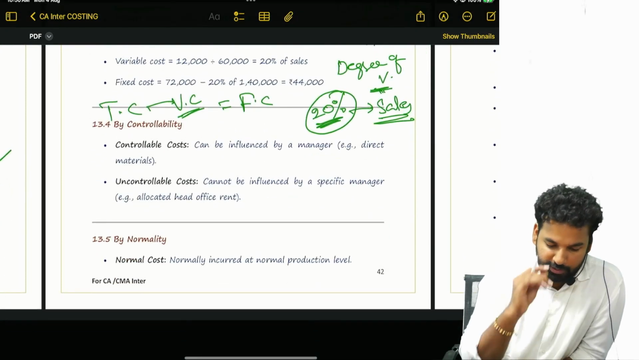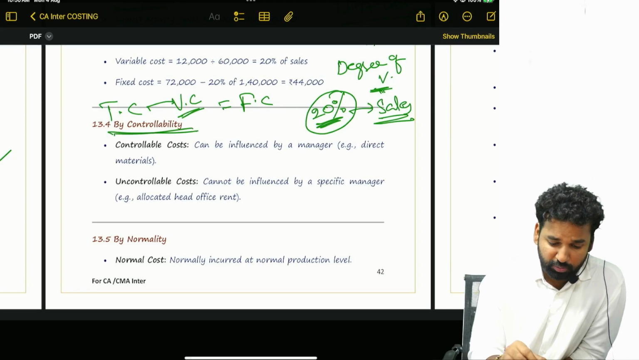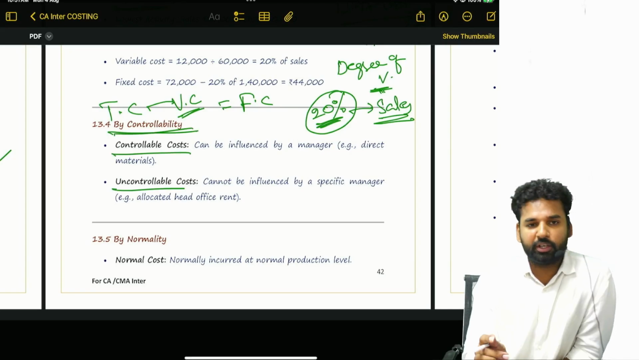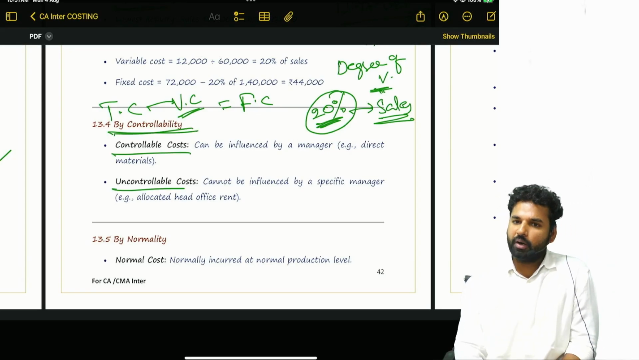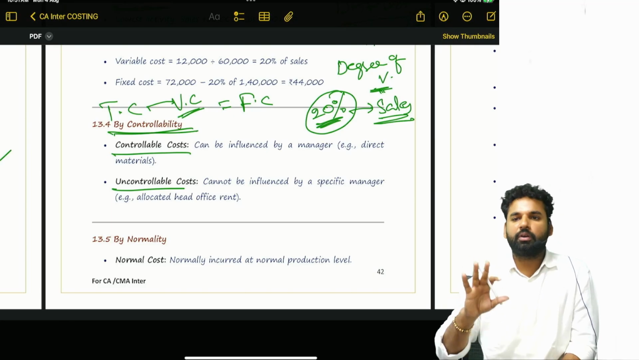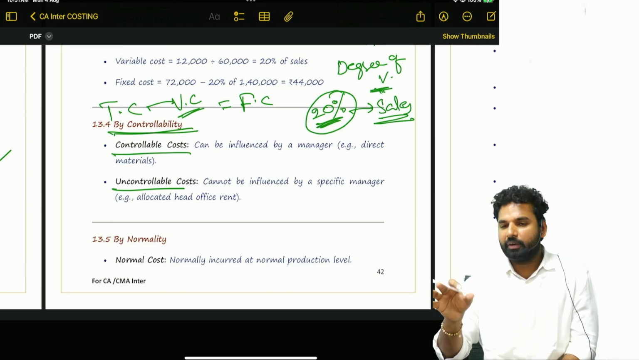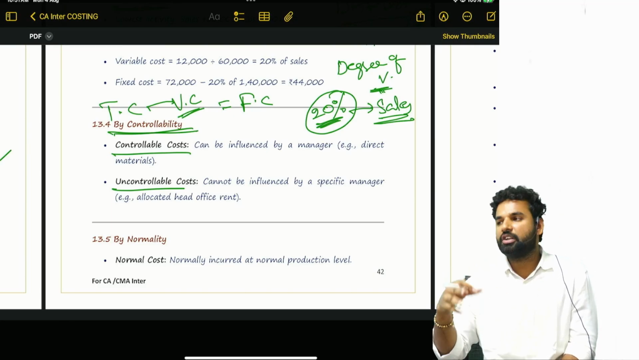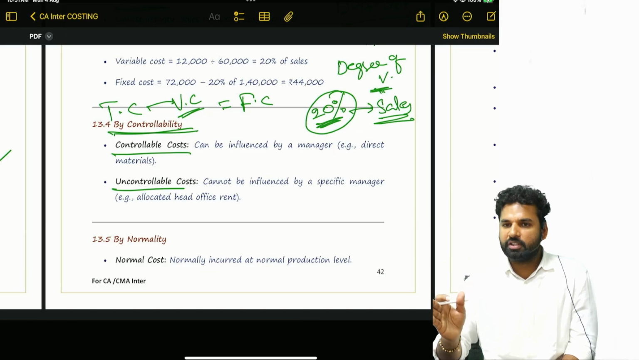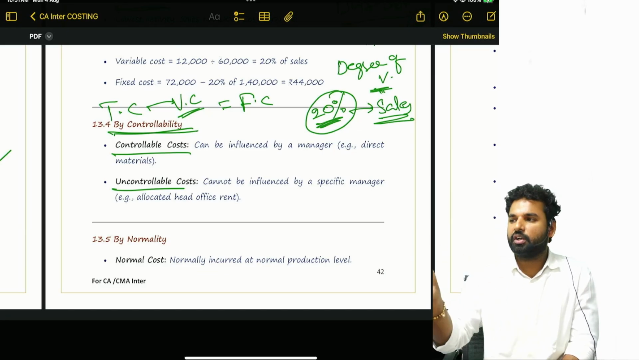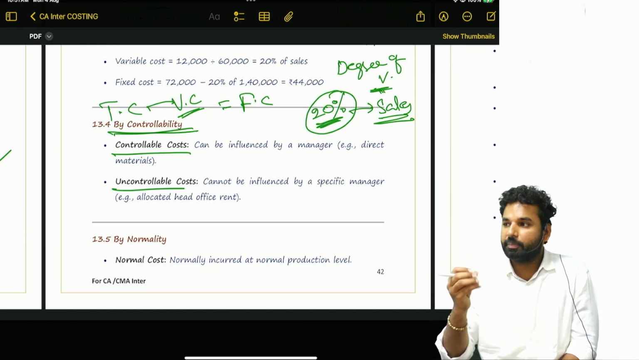Okay, right. Next, based on controllability, controllable cost and uncontrollable cost. But generally, all the costs are controllable costs only. Okay, but based on the person, it will change. So for a particular person, some costs are controllable, some costs are uncontrollable. Based on the person, it will vary.